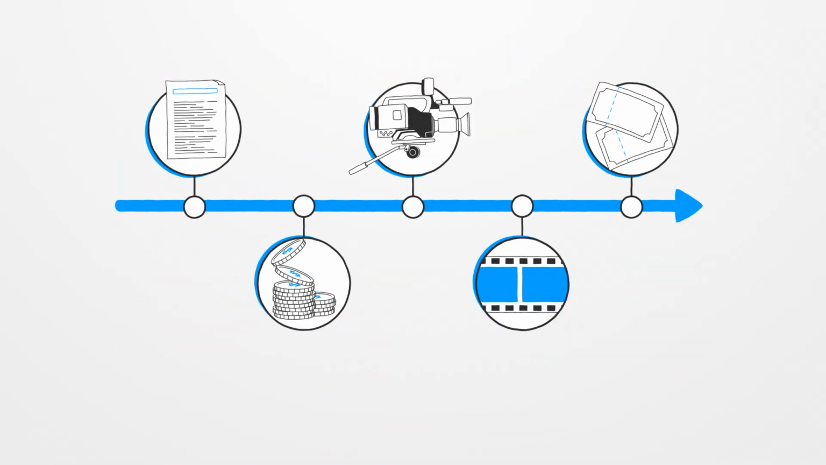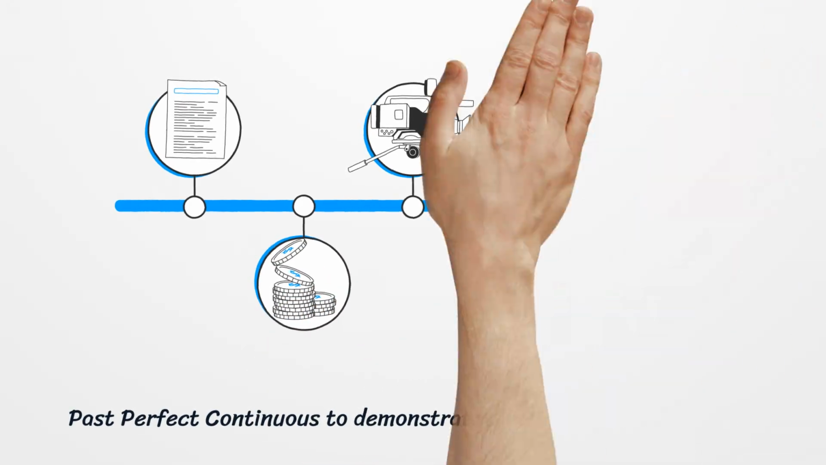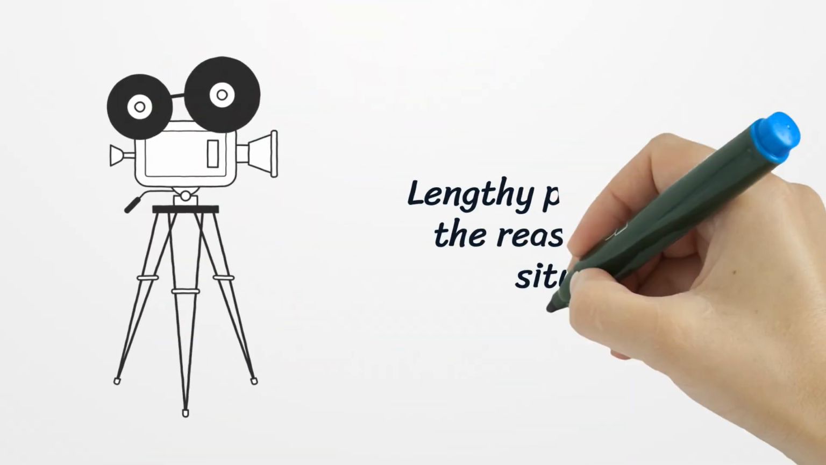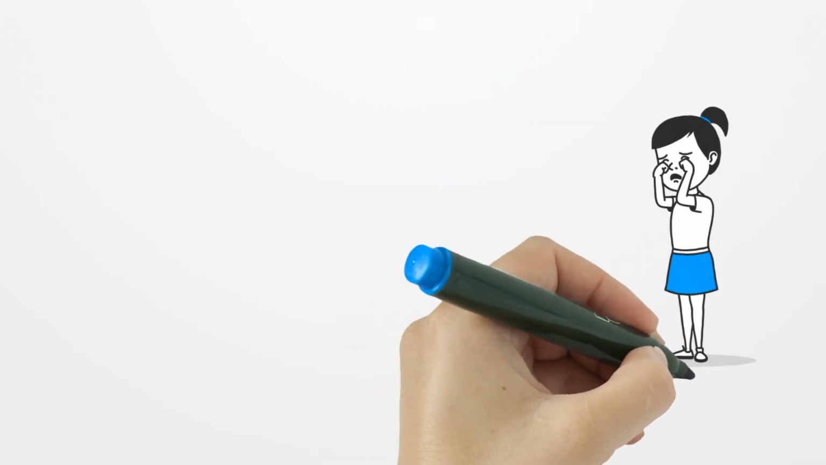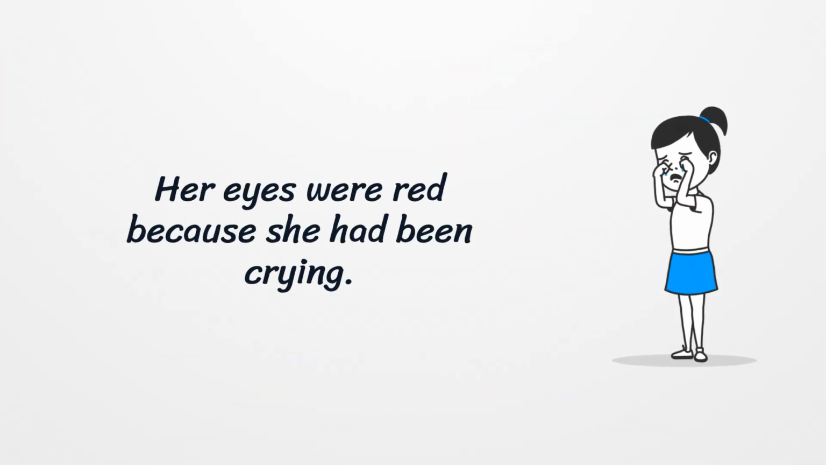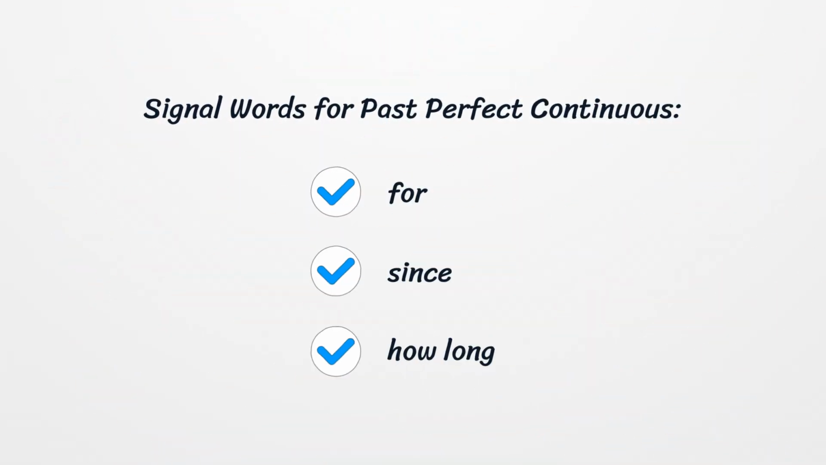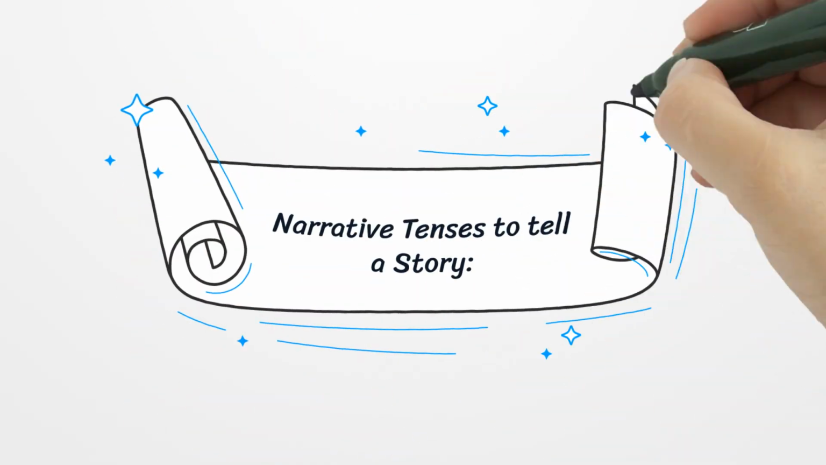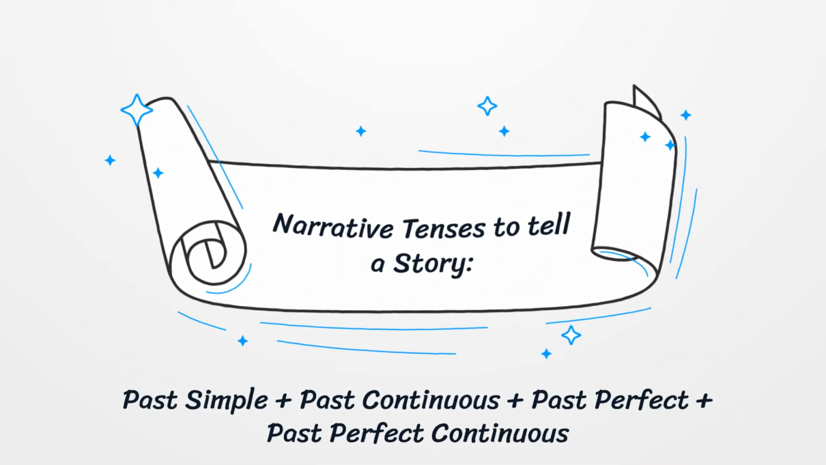We can also use the past perfect continuous to demonstrate the cause of a past state, to show that a lengthy past action was the reason for a past situation. For instance, her eyes were red because she had been crying. There are some signal words that often go together with the past perfect continuous, such as for, since, and how long. To put it all together and see how these tenses really work in a narrative, let's tell a short story.